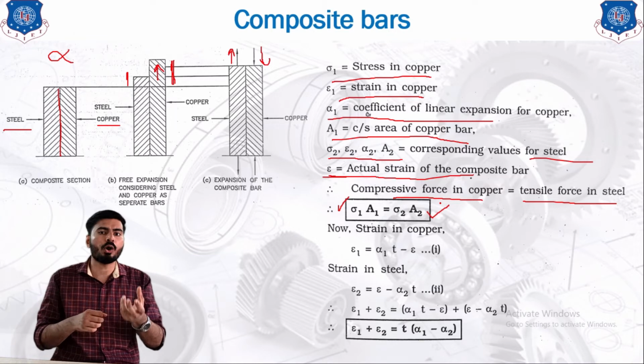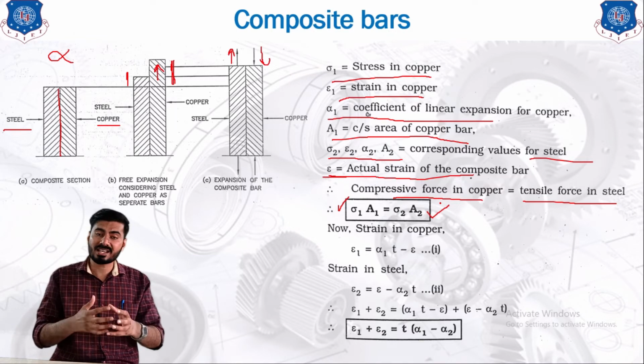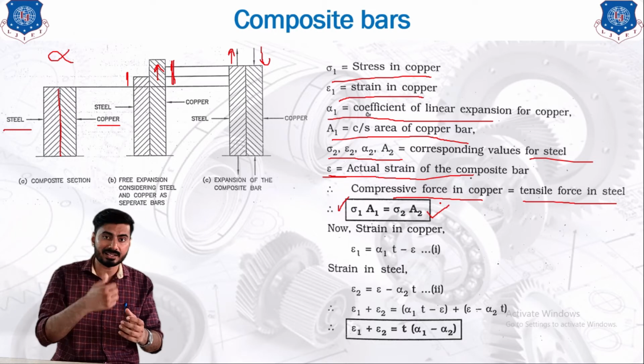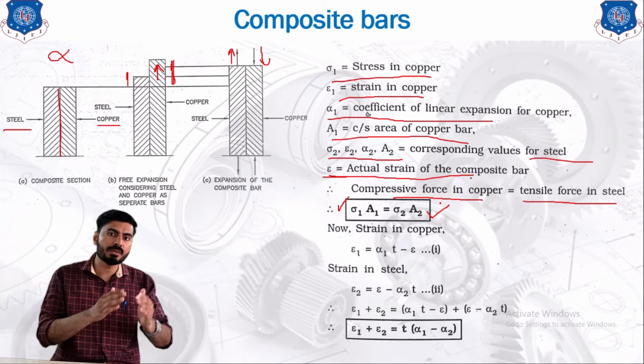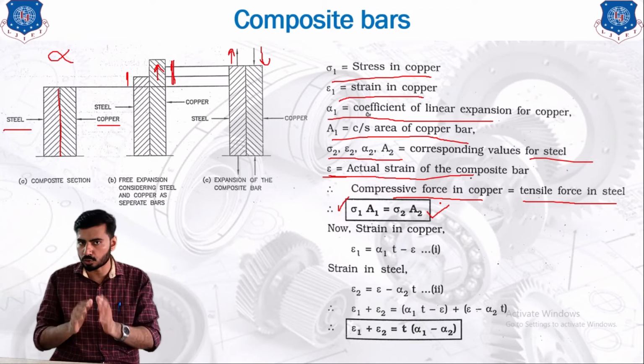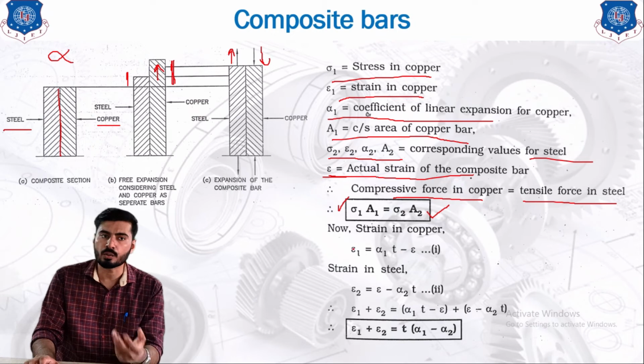We know the value of area, or we can say the cross section area. So the cross section area value will be inserted into this equation, and due to this we will get the relation between sigma 1 and sigma 2. Further, we will go with another equation.